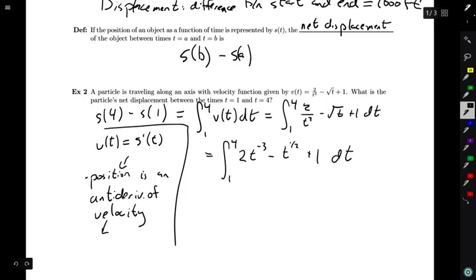And now I want to apply some of my properties of antiderivatives to actually compute this antiderivative here. So I know that I can apply the integral to each piece of the sum. So integral from 1 to 4 of 2t to the minus third, minus integral from 1 to 4 of t to the 1/2, plus integral from 1 to 4 of 1. Oh, we need a dt on all of these.